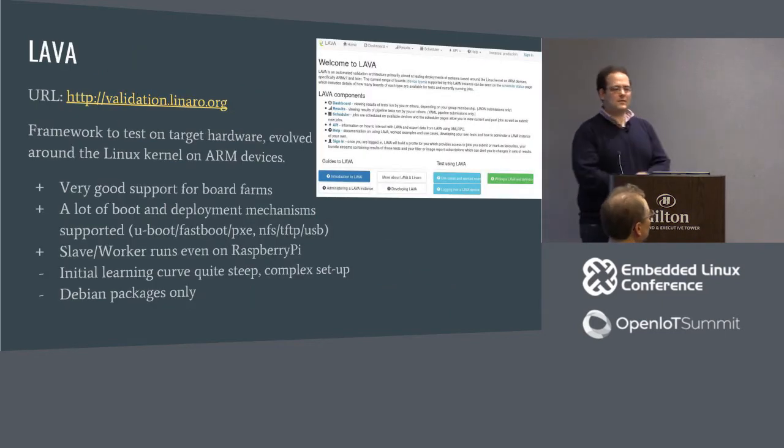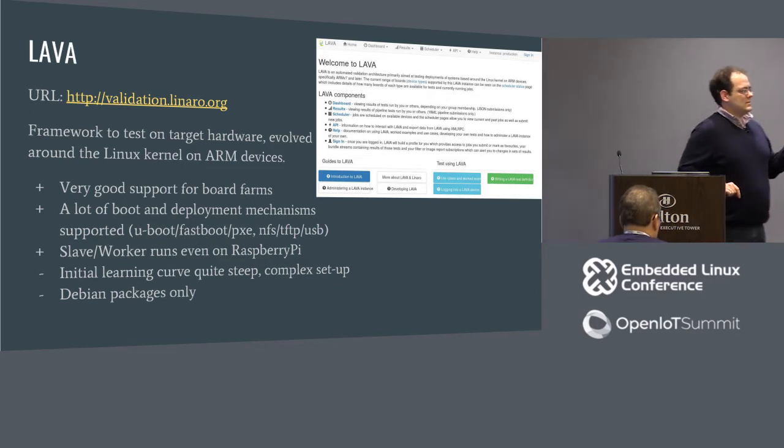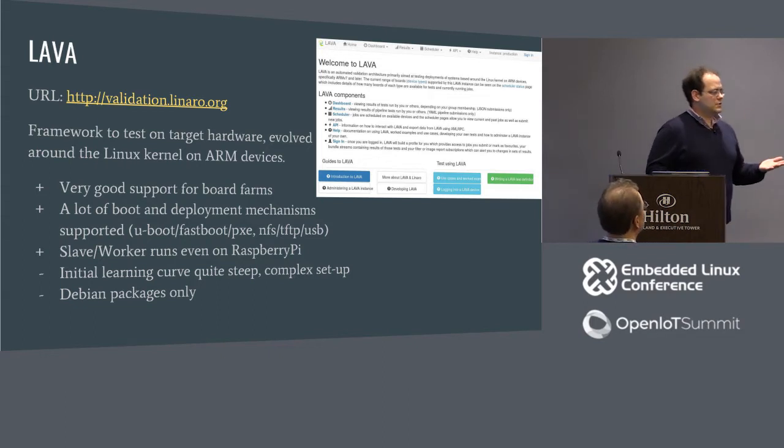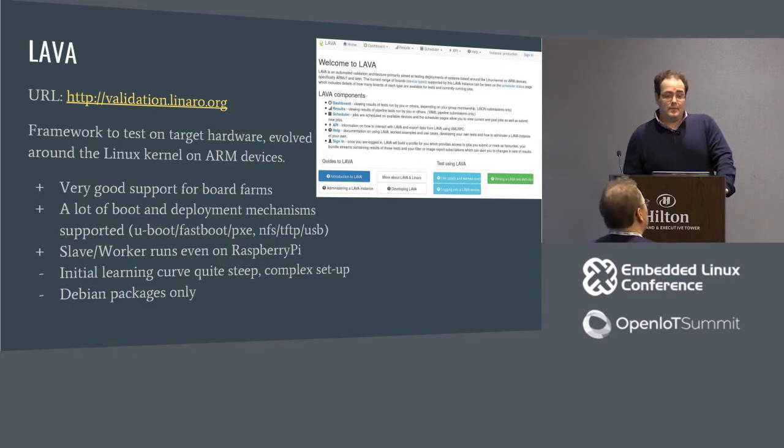So LAVA, there were quite a few talks during this week. One talk about bringing up a lab. So that was very nice. You find the main site, validation.linaro.org. So it's maintained by Linaro. What it is very good at is to orchestrate your board farms, manage the boards that you have. We can use a lot of deployment mechanisms, basically the whole fastboot, U-Boot, UEFI, all of that is supported, network boot. And the newer version, version 2, has a very strong slave worker model. And the slave is very lightweight. It even runs on a Raspberry Pi.